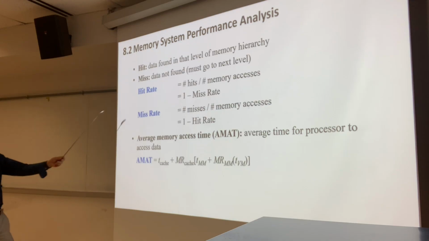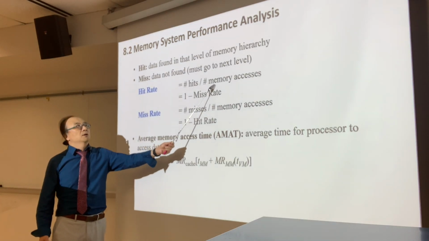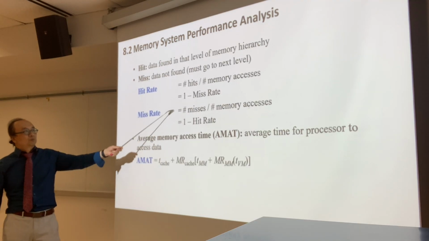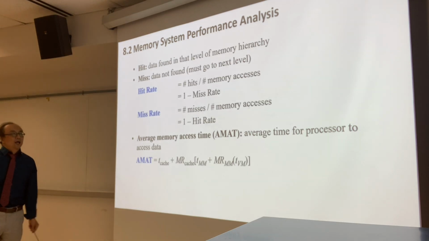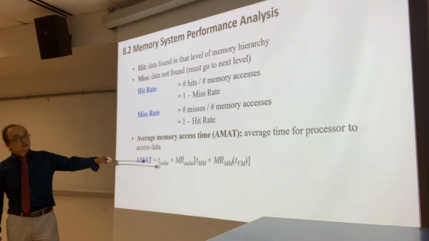For the hit rate, we calculate the number of hits divided by the number of memory accesses, which is the same as 1 minus the miss rate. Here's the miss rate calculation. And the book also talks about average memory access time.